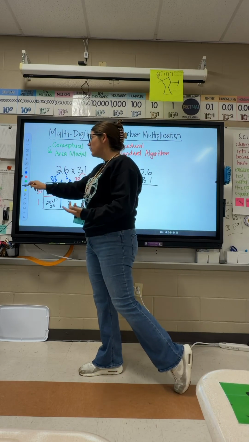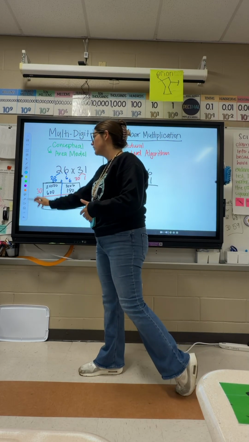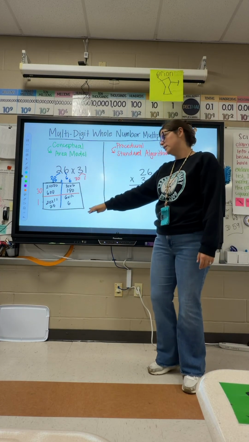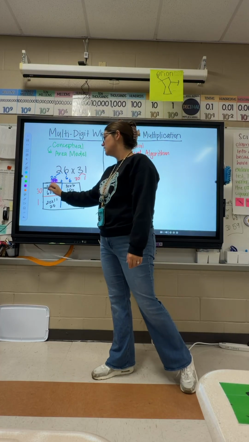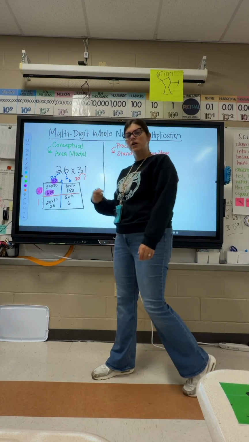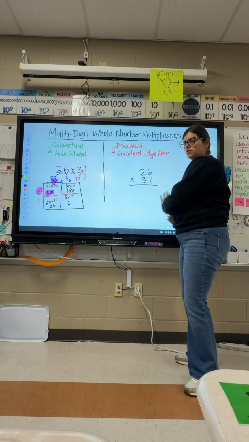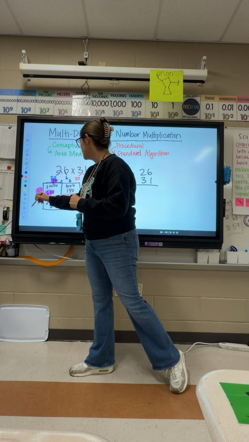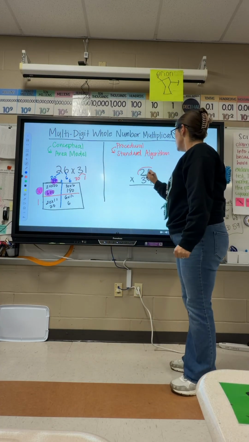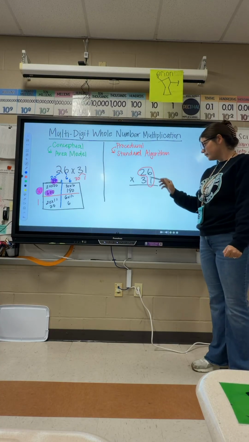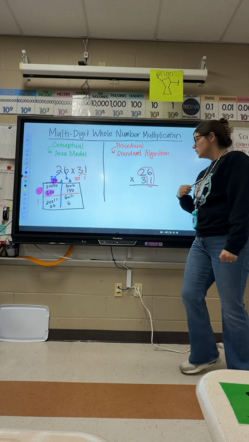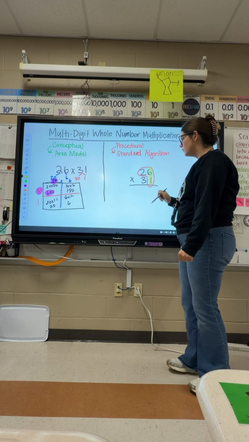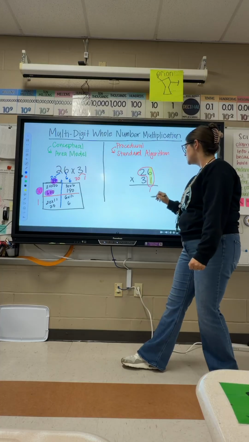The standard algorithm is eventually where we want all of our kids to get, but they're introduced to the area model first so they understand the place value behind it. Like here, I multiplied 10s times 10s, which gives us hundreds. That same idea is also evident in the standard algorithm. So I'm going to solve this. We're going to do our 26 copies of 1 first. So we're going to start with multiplying our 6 times 1, which is 6.